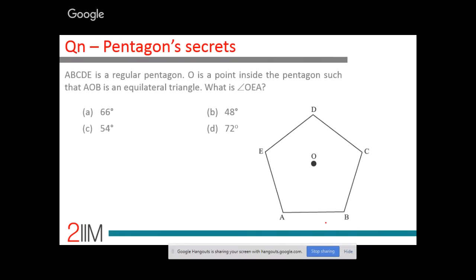What is each internal angle in a regular pentagon? Internal, 108. Each angle in an equilateral triangle? You know, equilateral triangle? 60. So, wonderful question. If you mark everything you know on the diagram, the answer just jumps out.